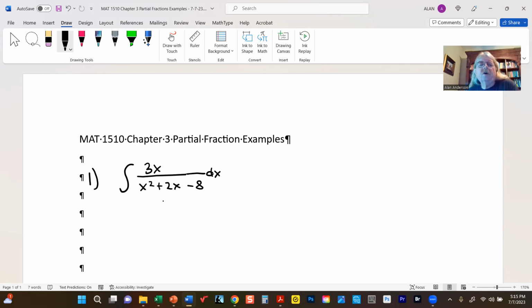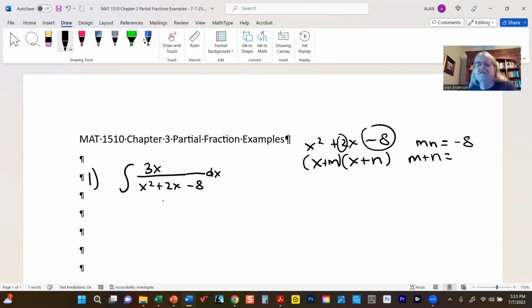All right, so remember, with this method of partial fractions, what we're trying to do is take the denominator and break it down into a couple of component parts. And so we're going to factor x squared plus 2x minus 8. So we're aiming for two values whose product is negative 8. If we can think of these as x plus m and x plus n, whatever we pick for m and n, their product will be the negative 8, and their sum will be the 2, the coefficient of x.